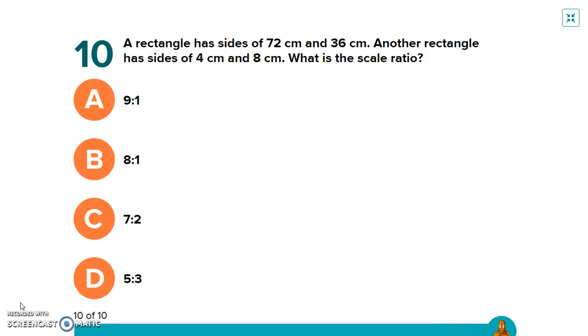For 10, a rectangle has sides of 72 centimeters and 36 centimeters. Another rectangle has sides of 4 centimeters and 8 centimeters. What is the scale ratio? Well, if we divide 72 and 36 each by 9, we get 8 and 4 respectively. So we have a ratio of 9 to 1.